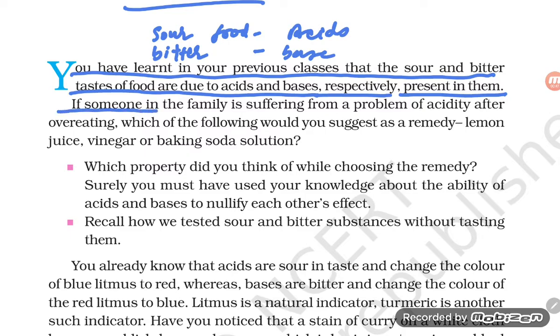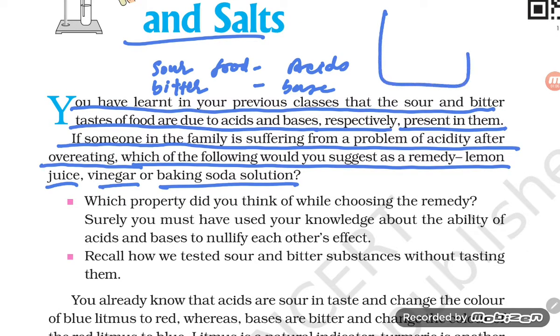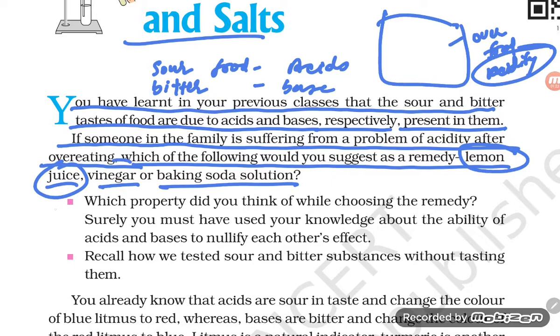If someone in the family is suffering from the problem of acidity after overeating, which of the following would you suggest as a remedy: lemon juice, vinegar or baking soda solution? That is what they are asking. If someone is suffering from acidity due to overeating, what will you give this person to overcome it? Lemon juice, vinegar, or baking soda?